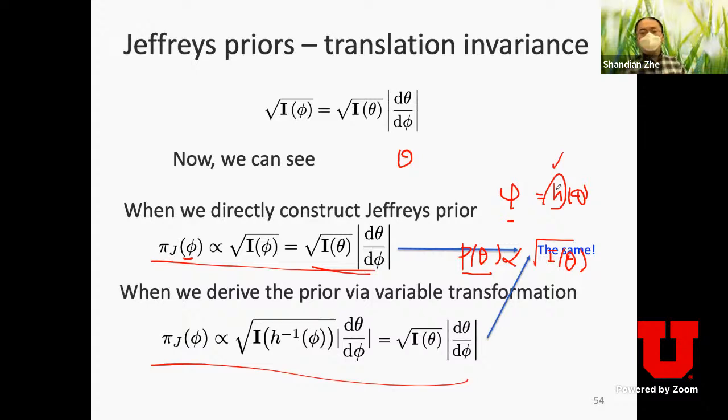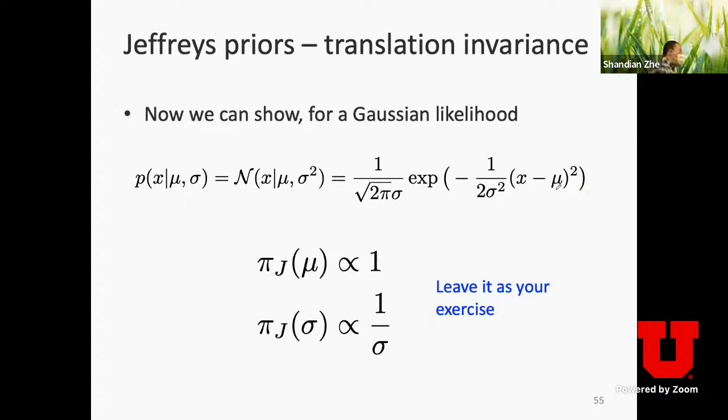Okay. So now, if we look at the Gaussian likelihood again, that's our concrete example, we always use the Gaussian likelihood. If you construct the Jeffrey prior over mu and sigma squared, you see that the Jeffrey prior about mu is proportional to a constant, and the Jeffrey prior over sigma is proportional to 1 over sigma. I'll leave it as an exercise for you. You can see that they're actually unified in the Jeffrey's prior framework.